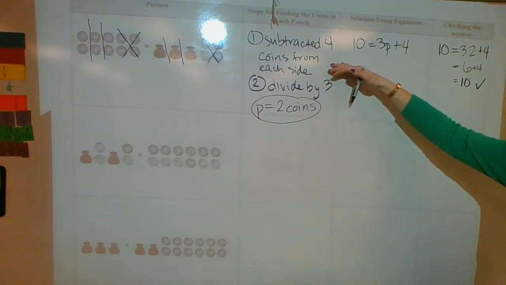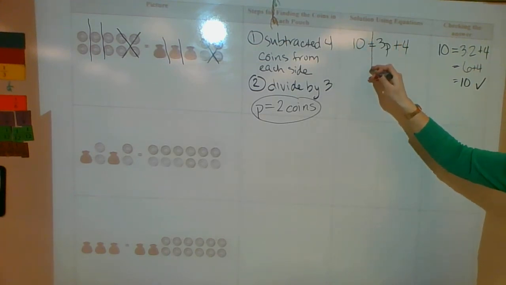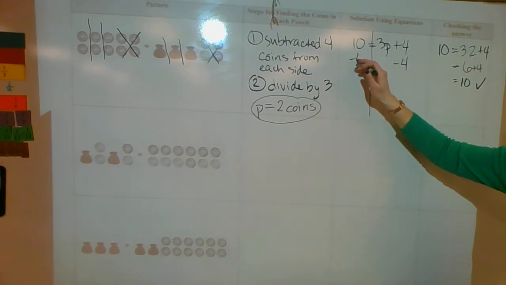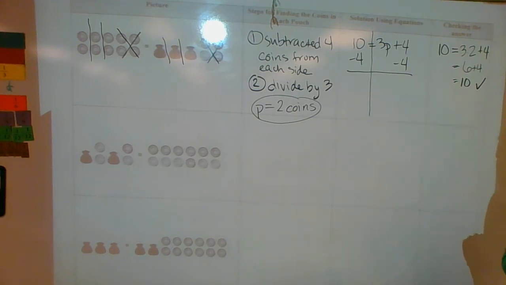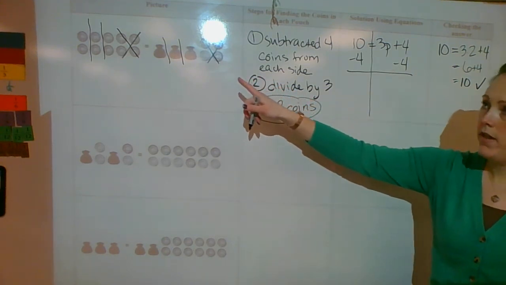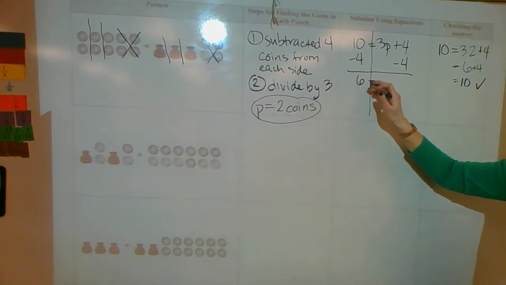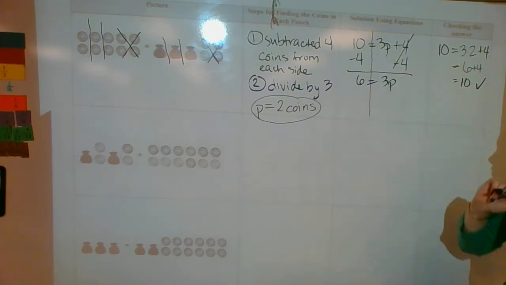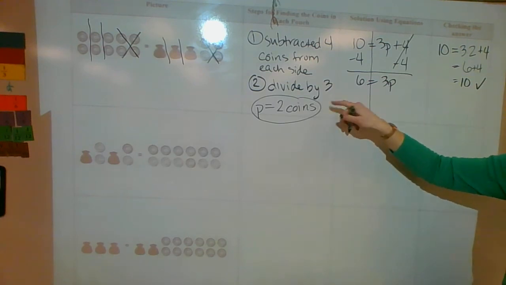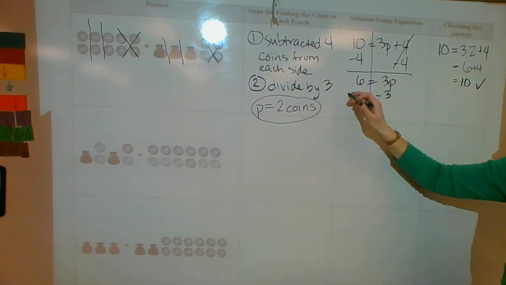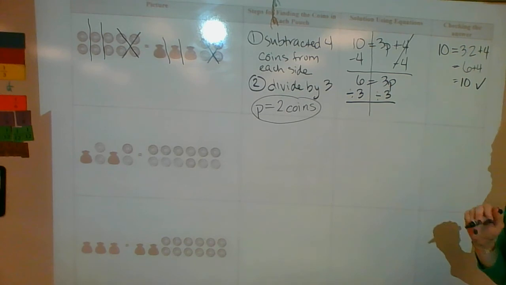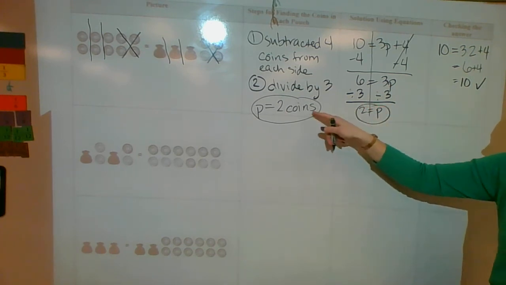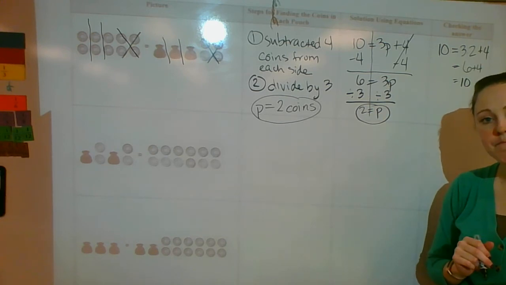I said I subtracted 4 coins from each side. So if you'd like to draw the balance beam to remind you, I not only minus 4 on the right side, I need to minus 4 on the left side as well. Just like our scenario over there, now I'm left with 6 coins equals, my 4 coins have canceled, 3 pouches. Last step was divide by 3. Again, keeping it balanced, so I need to write that divide by 3 on both sides. 2 equals P. That's the exact same answer I got last time.